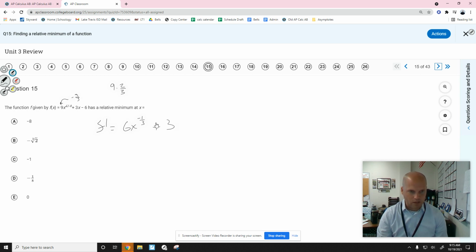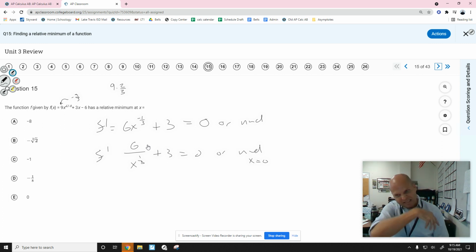This is plus 3, minus 0, equals 0 or undefined. So that's 6 over the cubed root of x, plus 3, equals 0 or undefined. F prime will be undefined at x equals 0. Why? Because if I plugged in 0, I'd have 6 over 0. That's undefined. That is a critical point. That is something we need to pay attention to.